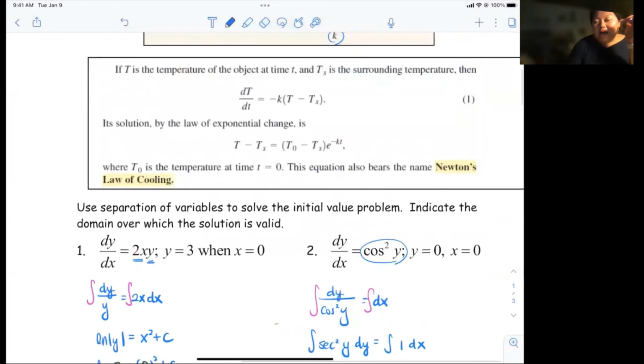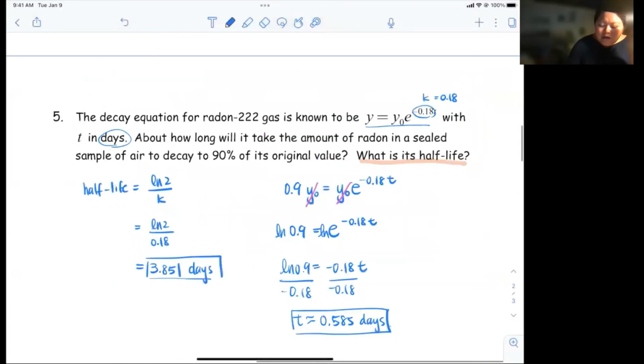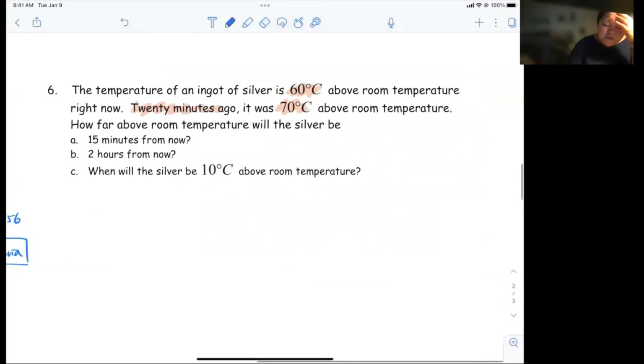Because we don't have that extra piece of information, I'm going to use what we have here to write my equation. Right now it is 60 degrees Celsius. 20 minutes ago it started out at 70 degrees. E to the K, that took 20 minutes. Because the temperature is decreasing, we know my K is going to be negative. If my temperature is increasing, my K is going to be positive.